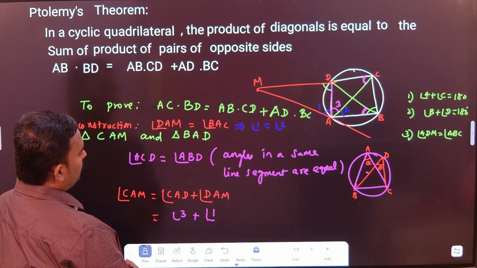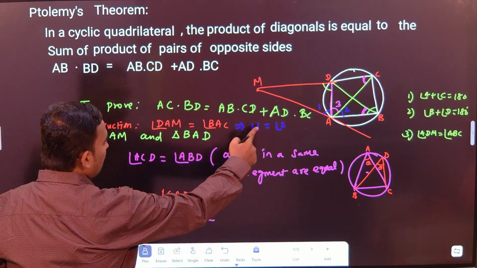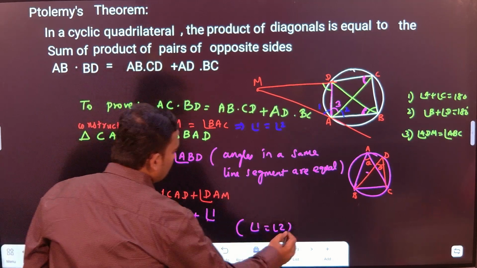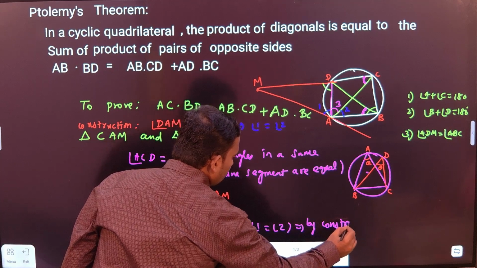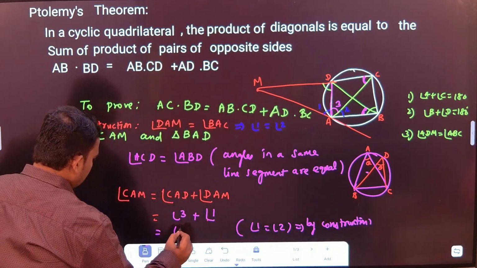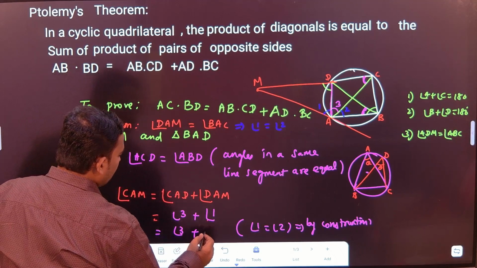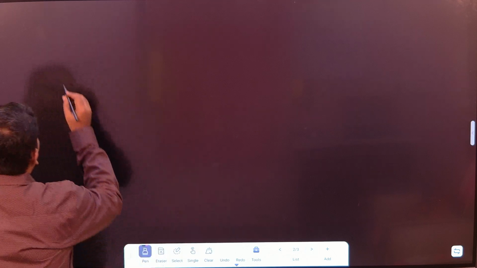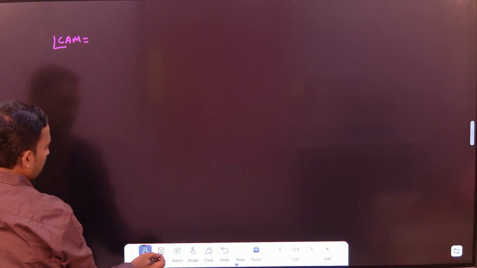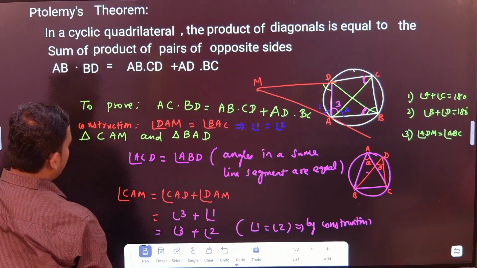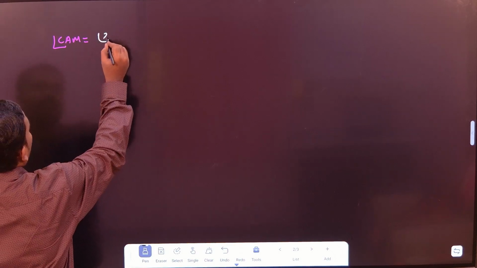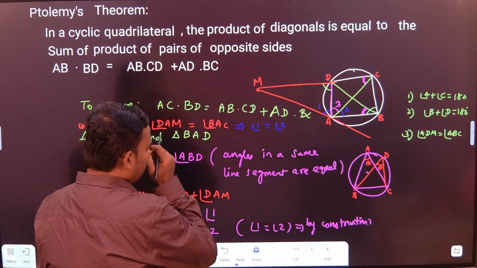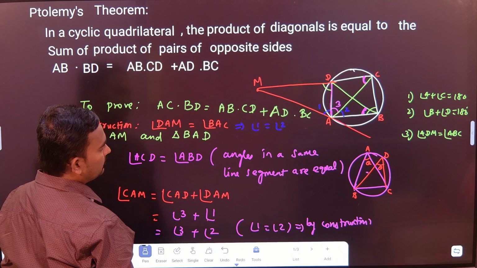Now, from this what we can conclude? You know that angle 1 is same as angle 2 by construction. Angle 3 plus angle 1, how to write? Angle 3 plus angle 2. Okay. From these two things, what we can conclude? Angle CAM is equal to angle 2 plus angle 3. What is angle 2 plus angle 3? You can see in the screen. Angle 2 plus angle 3 is same as BAD, correct?